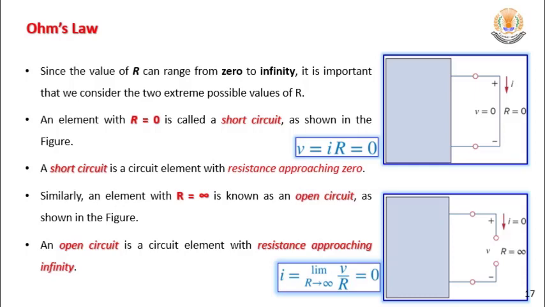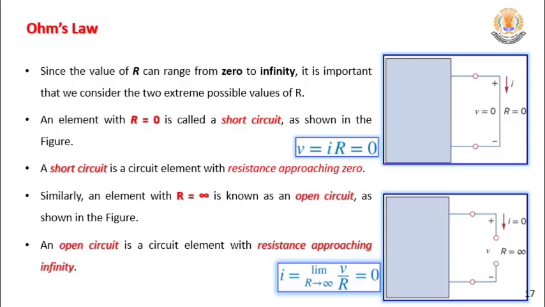We have the other side. If you cut this wire, what will happen? The resistance will be very high, infinity. Resistance is infinity. This means the current will be 0. So we have two extremities here, two extreme cases. Okay? Short circuit, voltage is 0. Open circuit, current is 0. Clear?